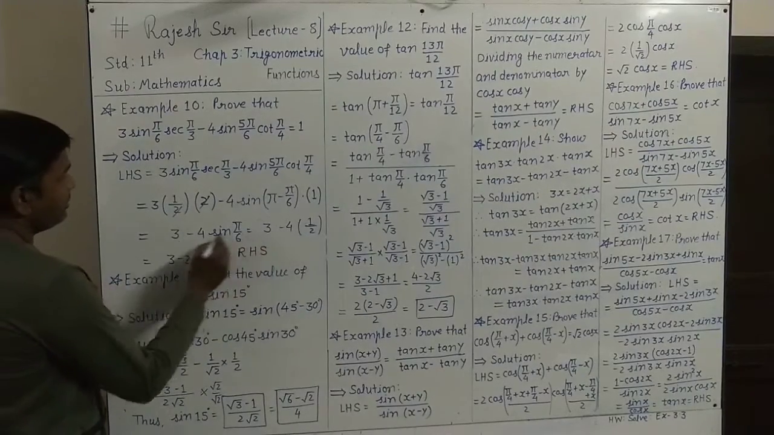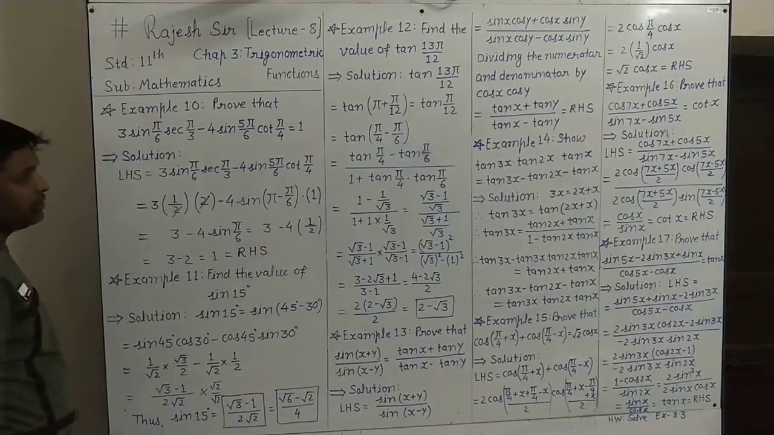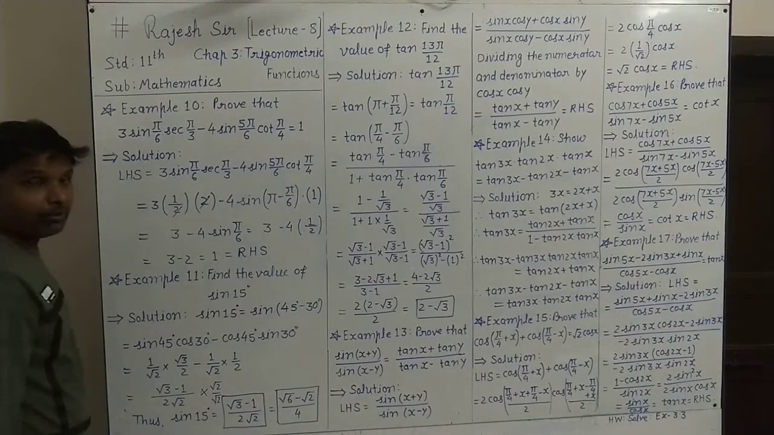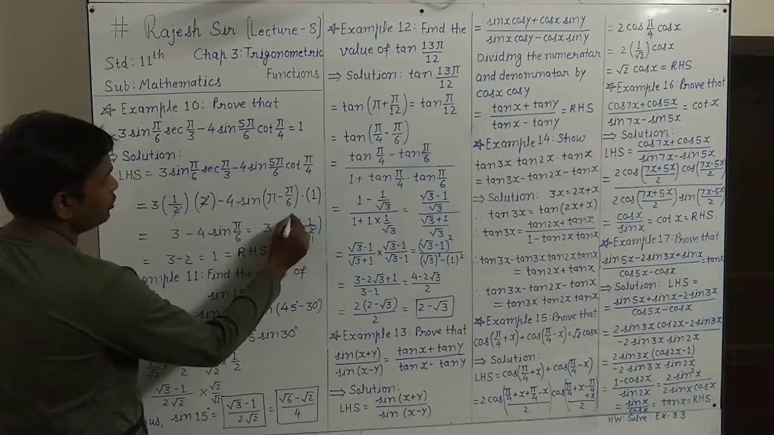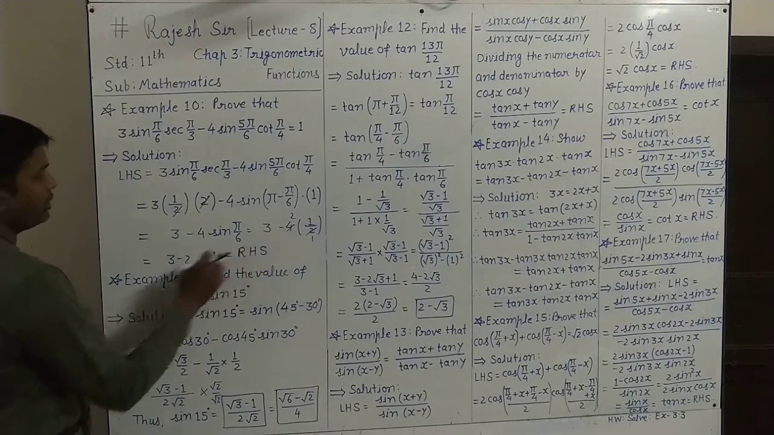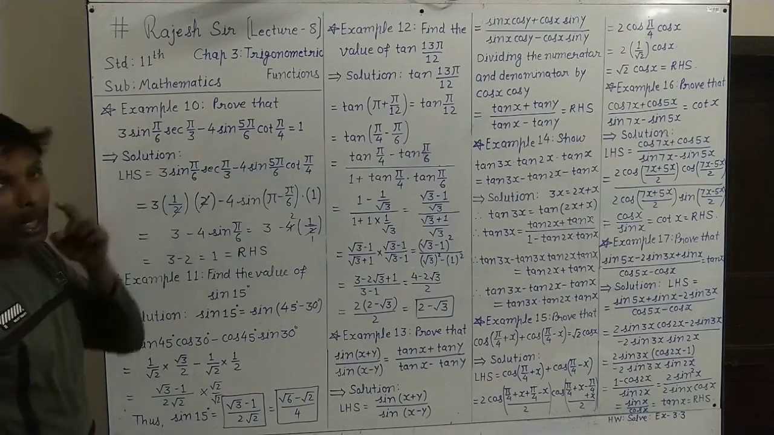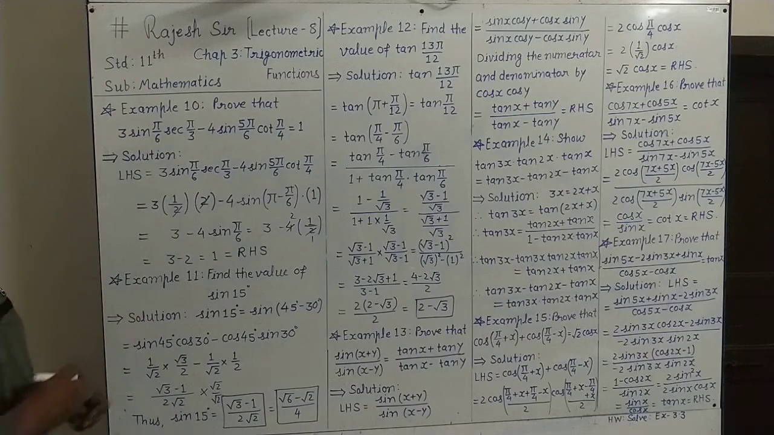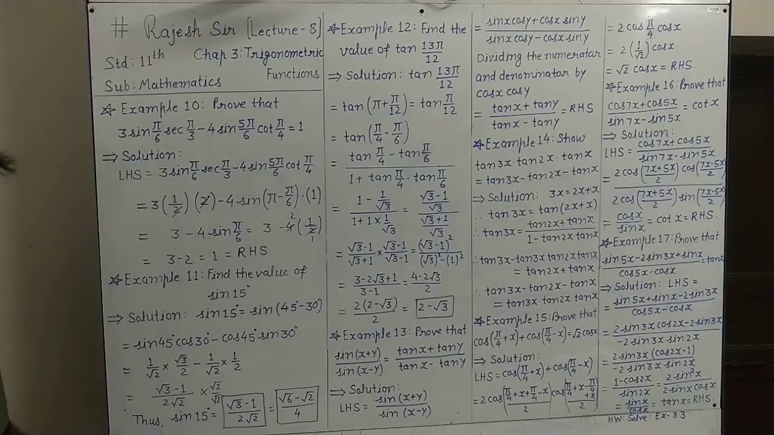Then 3 as 3, minus as minus 4 as 4. Sin pi by 6, the value is 1 by 2 from the trigo table. So here also 2 ones are 2, 2 twos are 4. So what is remaining? This 3 and minus 2 ones are 2. 3 minus 2 is 1, and that is the right hand side. So very simply we can do this type of sums, as we have seen in the first example 10 here.